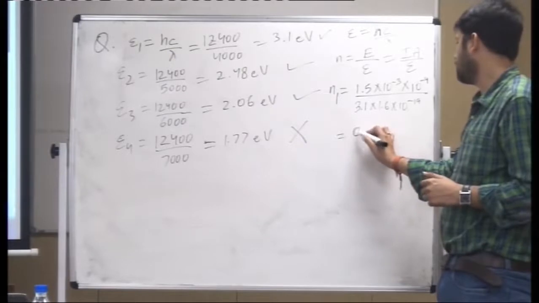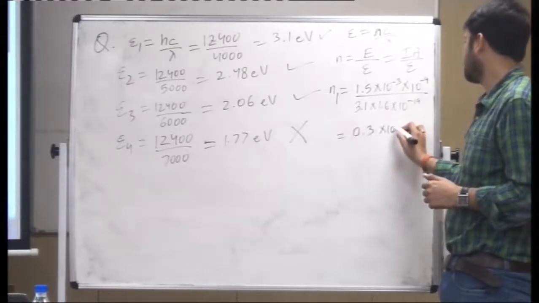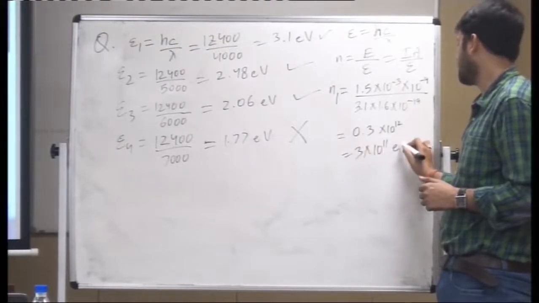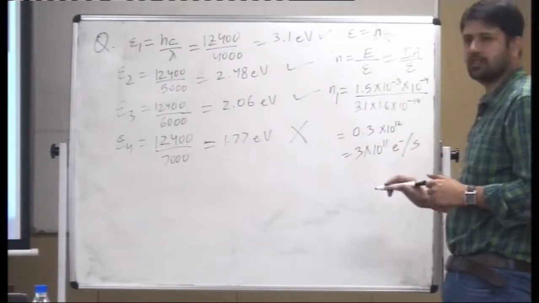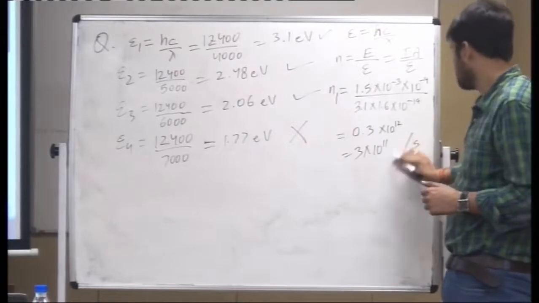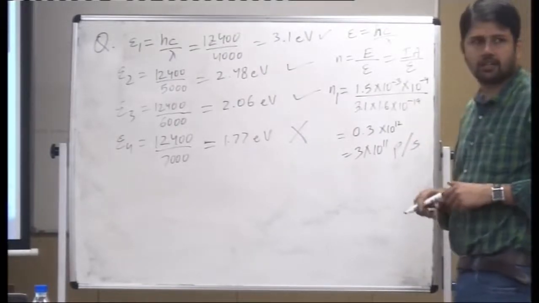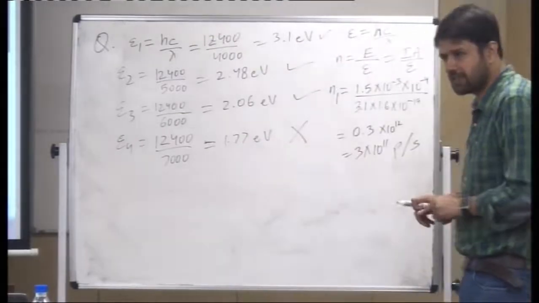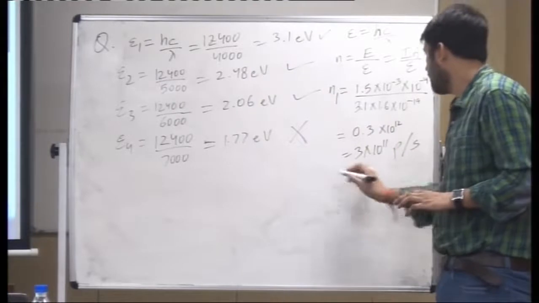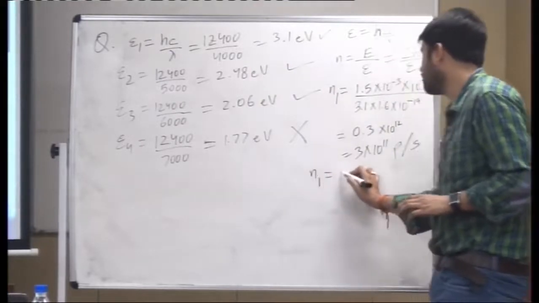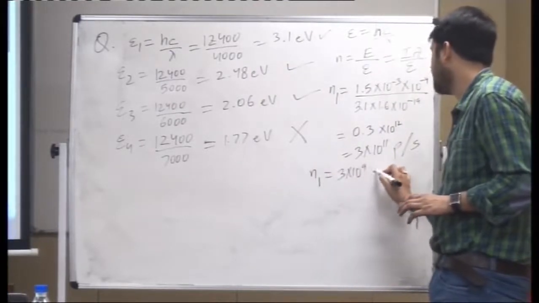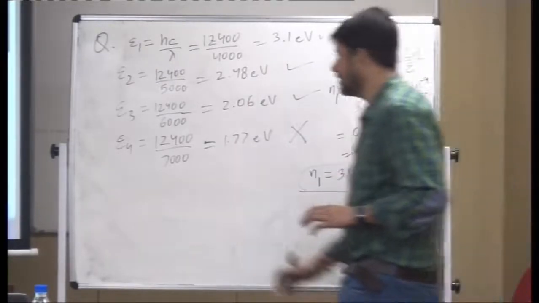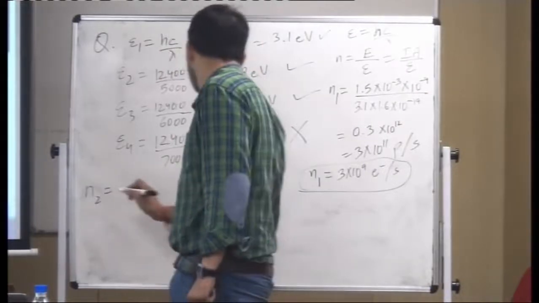This would be somewhere around 0.3 into 10 raised to power 12. Okay, 3 into 10 raised to power 11 electrons per second. Sorry, photons per second. But only 1% electrons are emitted. So the number of electrons for first case would be 3 into 10 raised to power 9 electrons per second. This is N1.